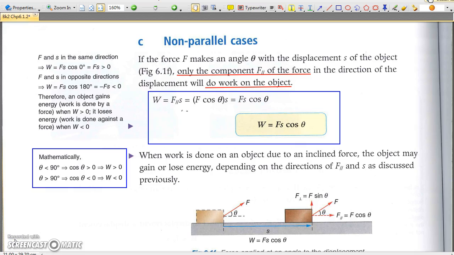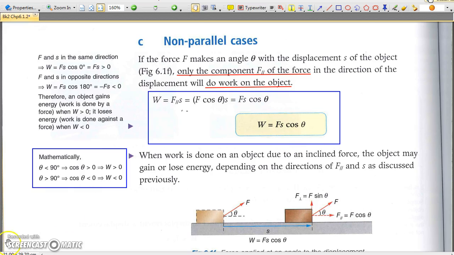C. Non-parallel cases. If the applied force makes an angle with the displacement, the work by the force is due to the component parallel to the displacement only, and therefore in this case F cosine theta. The work is hence F cosine theta times s, or Fs cosine theta.